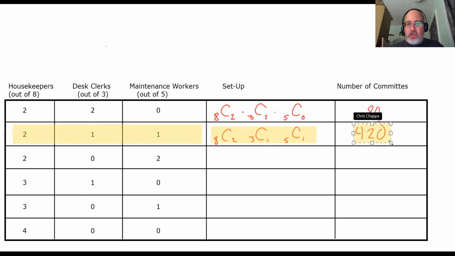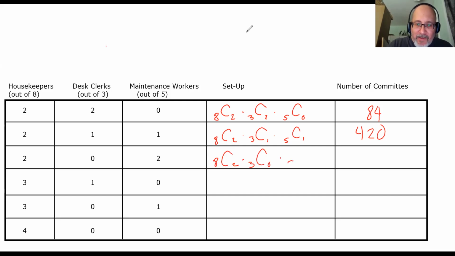We're not going to calculate all of these. I'll just show you the setups and the final answers. For the third row, 2 housekeepers, no desk clerks, and 2 maintenance workers, it's 8C2 times 3C0 times 5C2. Of 8 housekeepers, choose 2. Of 3 desk clerks, choose 0. Of 5 maintenance workers, choose 2. And if you work that out, that equals 280.